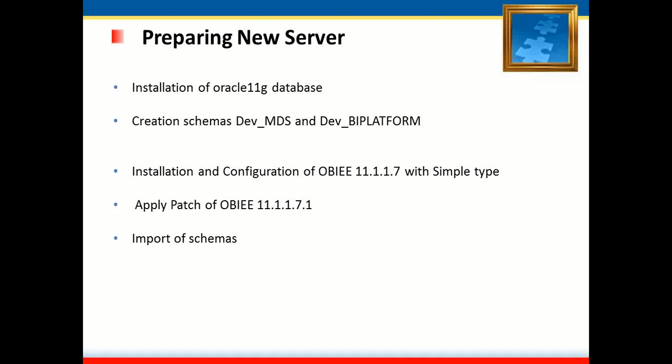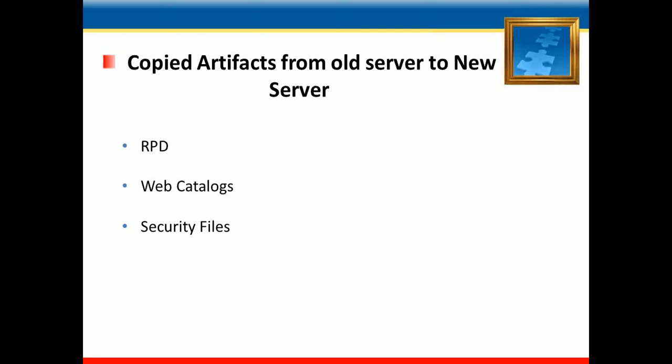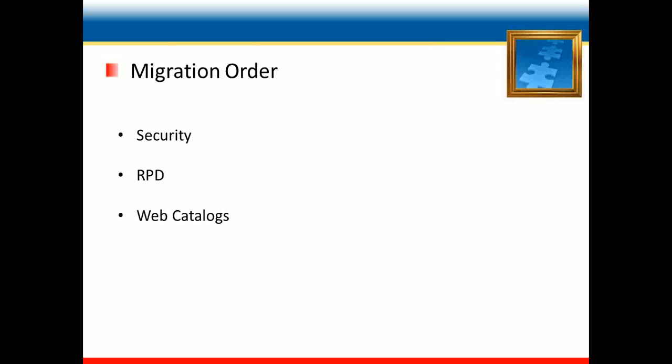So the previous environment is with OBIEE 11.1.7.1. So we need to apply the patching of OBIEE 11.1.7.1 on OBIEE 11.1.1.7, and then import the schemas as in the previous environment. So these are the things we need to do to make the new server for migration, and we need to copy some artifacts from the old server to the new server.